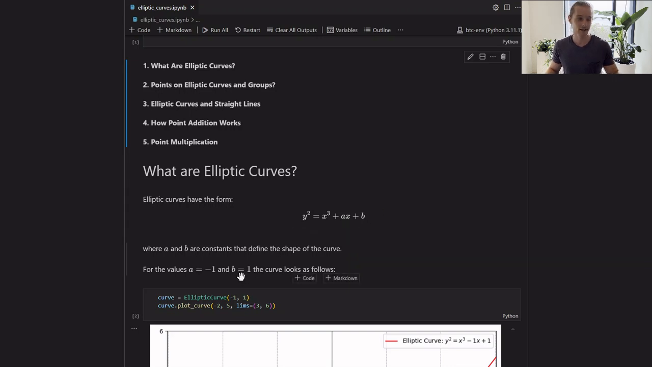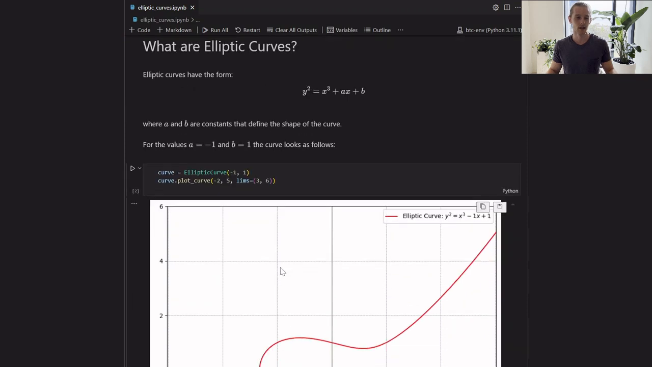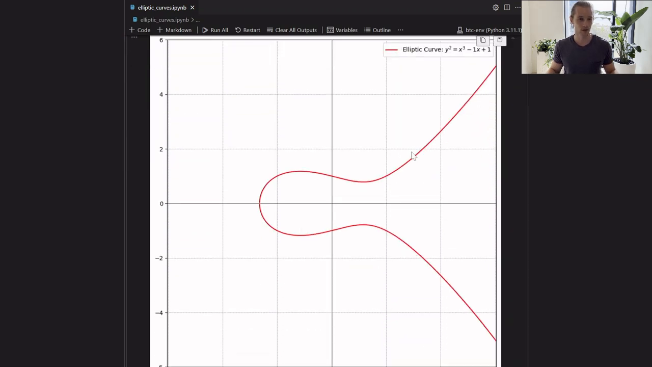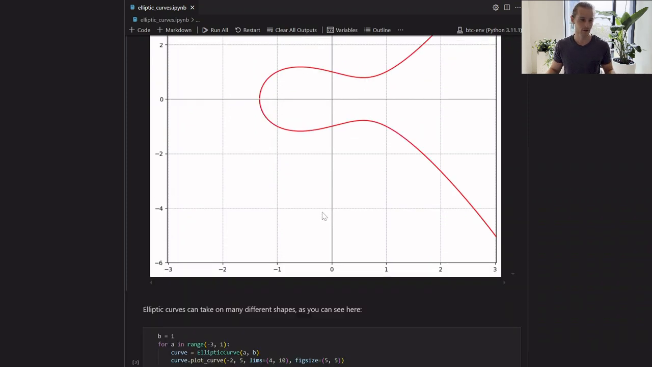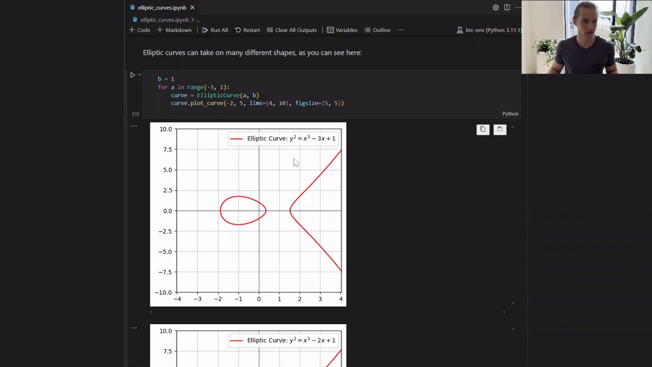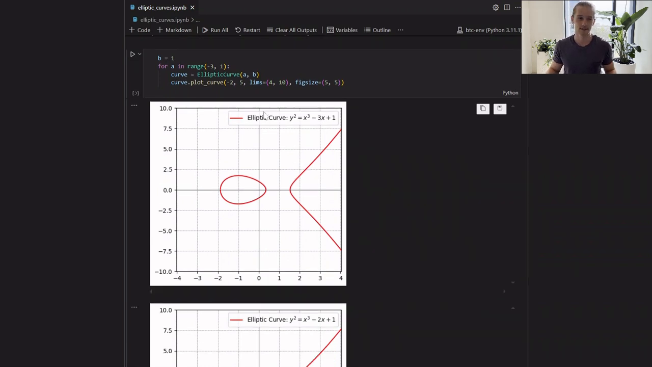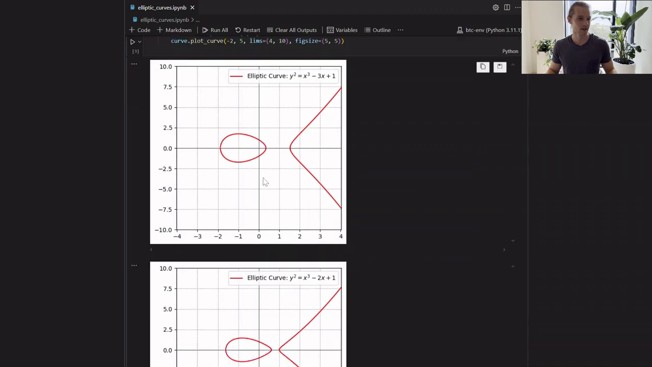And if we take an example with a equals -1 and b equals 1, then the curve will just look like this here. If we change the constants a and b, we will just get different shapes of the curves, as I've done below here. You can see in this case, I'm keeping b constant as 1, and I'm changing a from -3 all the way to 0. So for -3, it looks like this.